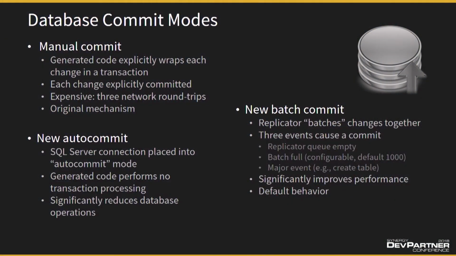But then I think this one actually came out of Roger's head. He said, well, why don't we just do a batch commit mode? So now the default behavior is that the replicator processes batches of information together. It basically starts a transaction, and then it just keeps operating and collects things together in a single transaction until one of 3 things happens. If the replication queue or the change queue becomes empty, so the replicator is going to sleep for a couple of seconds, it will commit whatever is outstanding at that point.